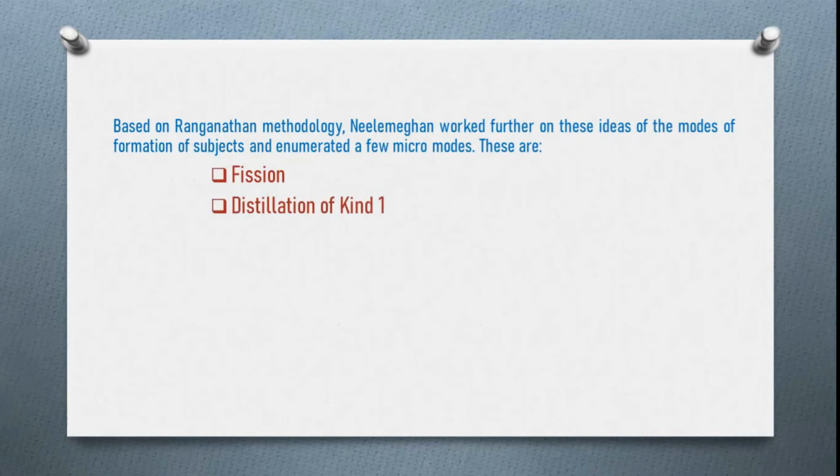Distillation of kind 1. A distilled subject is one which gets formed on the basis of some similar or common observations, experiments and experiences in several subjects. For example, management science, systematology, metrology, research methodology, and conference techniques.